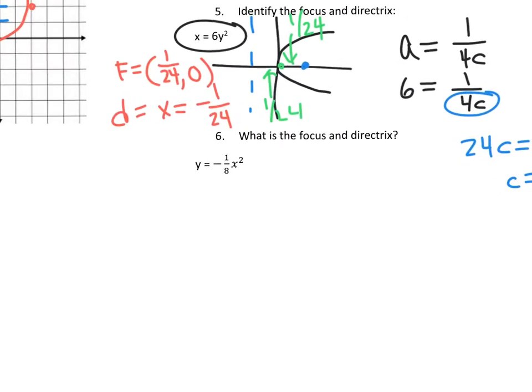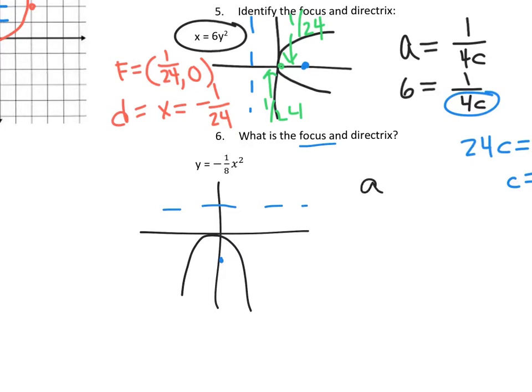Similarly with this one, I'm going to draw a sketch first. So this is a parabola that opens down. Therefore my directrix is going to be a horizontal line, and my focus is going to be on the y-axis. For the focus and directrix, I'm going to use the relationship a = 1/(4c). So -1/8 = 1/(4c). c is 2, or -2.